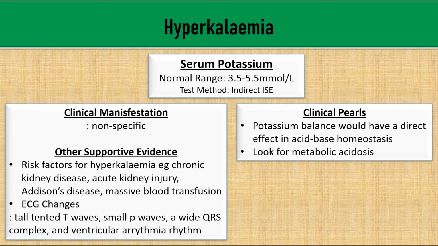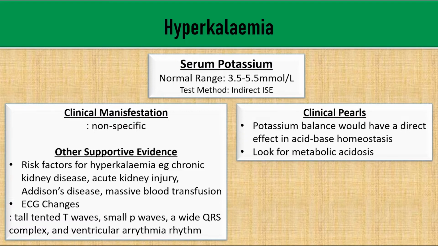So for HTAR, we actually use this indirect ISE test method in measuring our patients' electrolyte levels. And for serum potassium, the normal range would be 3.5 to 5.5 millimole per liter. But in practice, generally, if the patient's potassium level is above 5, it should trigger your attention because by and large, most of the patients' potassium level would be less than 5.